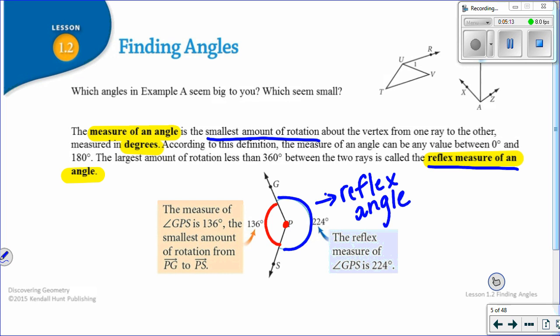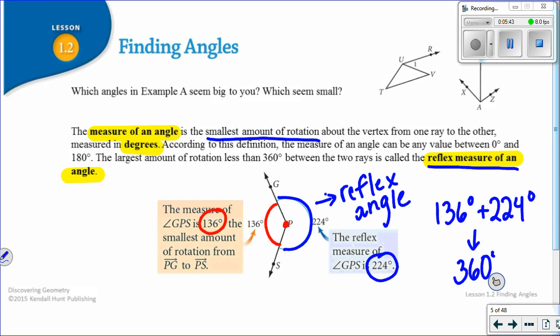Now notice, when I have the smaller piece and the larger piece, or the angle and the reflex angle, what do they add up to? It's a full circle. So if that inside part is 136, that larger angle should be 224, because 136 degrees plus 224 degrees gives me 360 degrees, which is the full circle. And so a reflex angle and the other angle that makes up that whole circle should add up to 360 degrees.